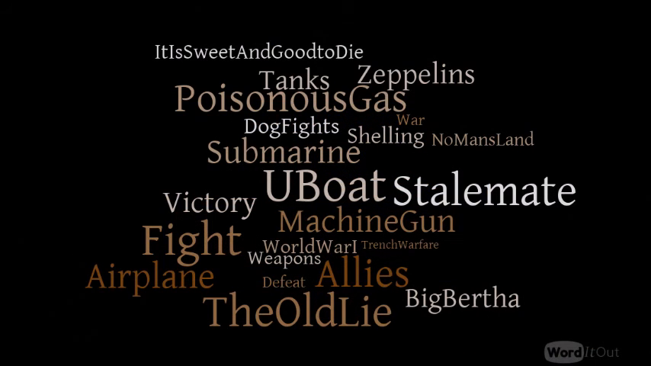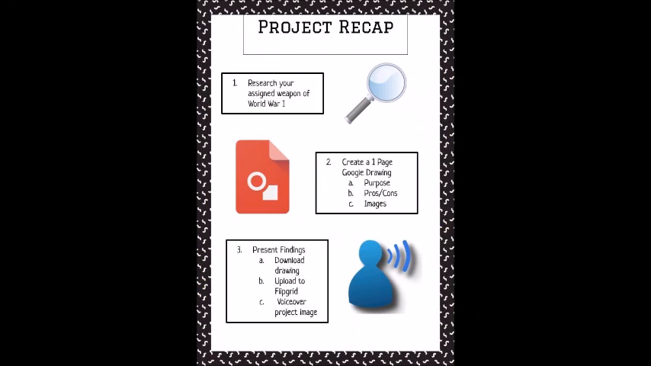You now should have a good understanding of what is expected for this assignment on weapons of World War I. The main focus is explaining how the weapon you were assigned was influential in this war by creating a Google drawing one-pager highlighting the weapon and presenting your findings through Flipgrid. Was your weapon key in victories during this war, or was it a bust?